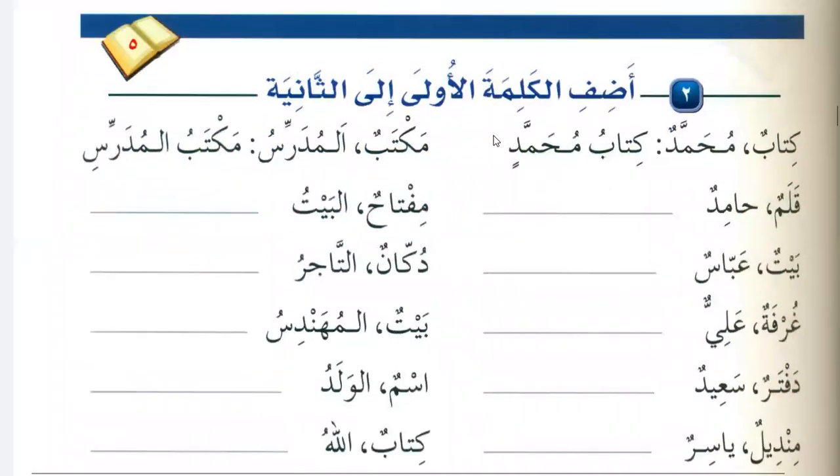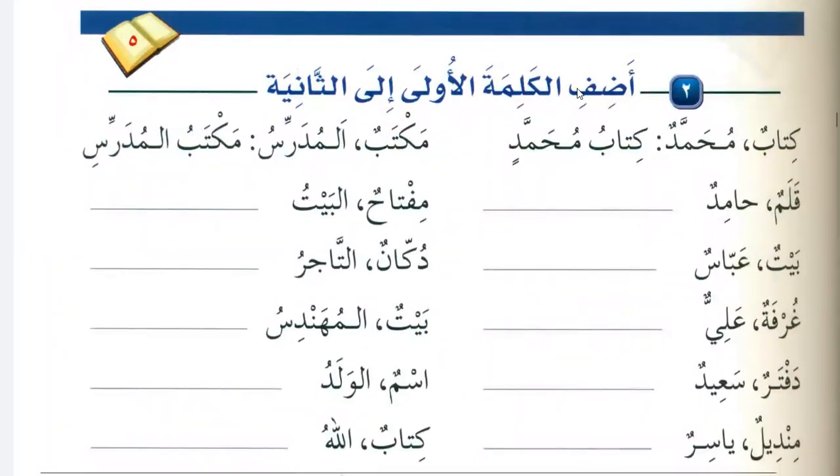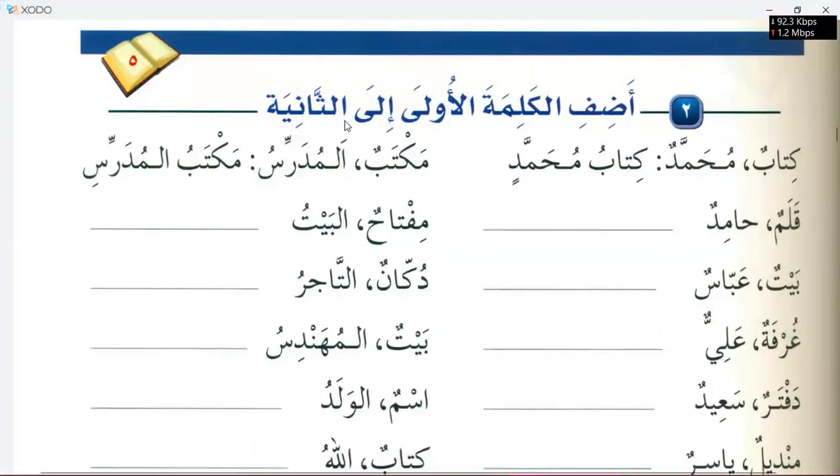Addif al-kalimat al-ula ila al-thaniya. Make the first word mudaf of the second, or add the first word to the second. So we know that a normal noun takes tanween, but when it becomes mudaf, we cannot use tanween; we use only one dhamma. Kitabu Muhammadin. Normally a noun has tanween, but it changes to kasratain when it becomes the possessor.